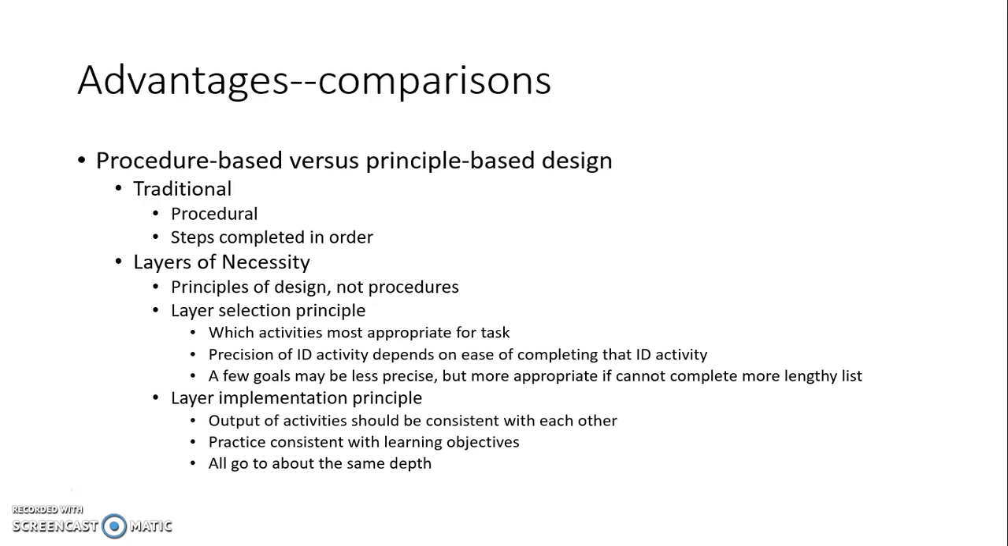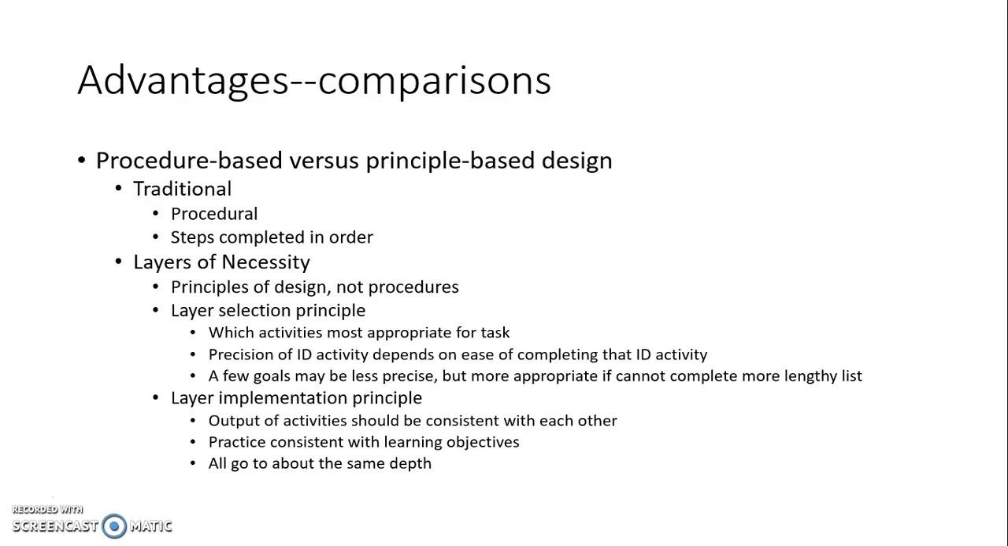Another advantage over traditional models is procedure-based versus principle-designed. In the traditional models, it's very procedural. So you work your way through the model, going from one step to the next to the next. This is sometimes called the waterfall method, where you must complete an entire stage before going on to the next stage, and these stages must be completed in order. The layers of necessity model, though, emphasizes the principles of design, not the procedures of design.